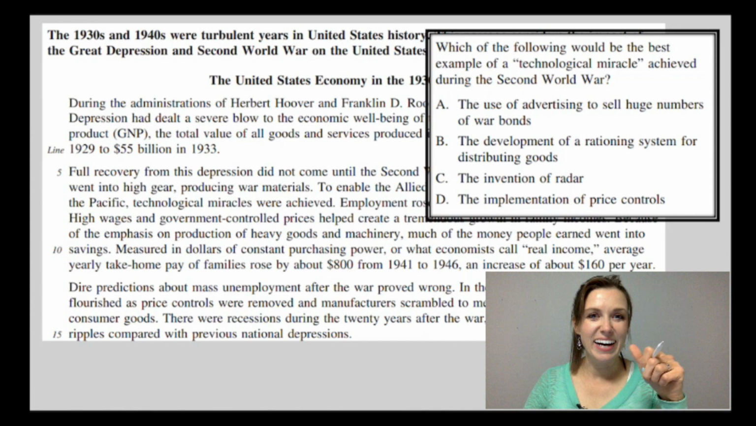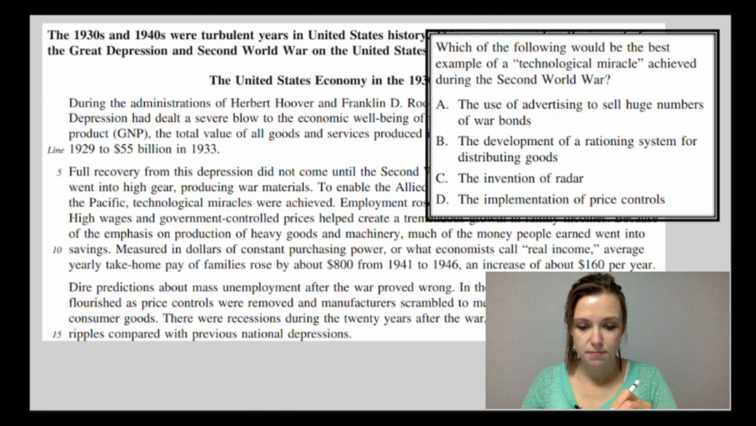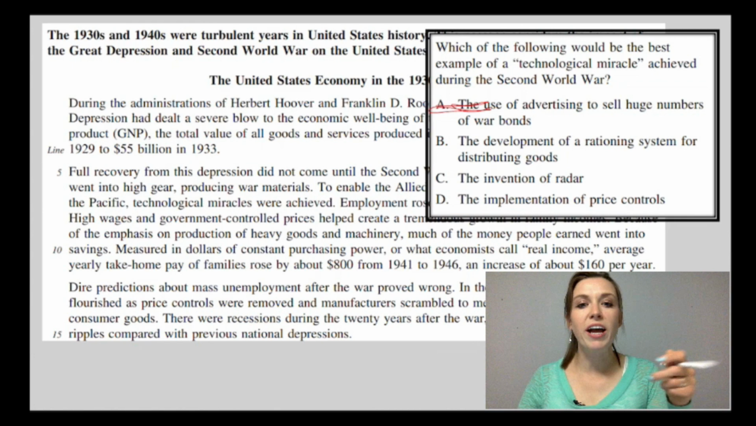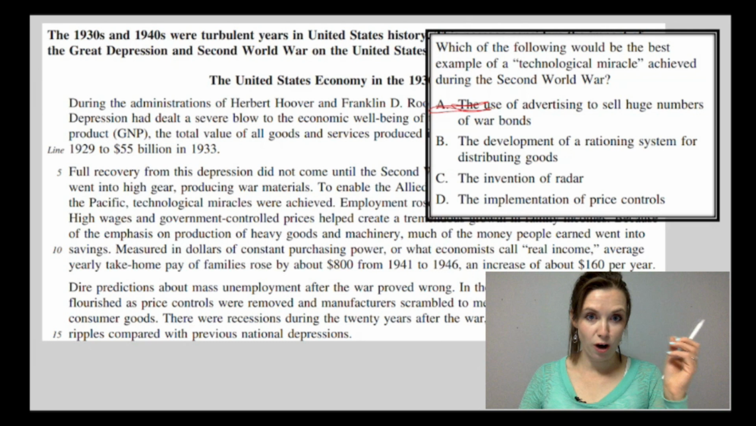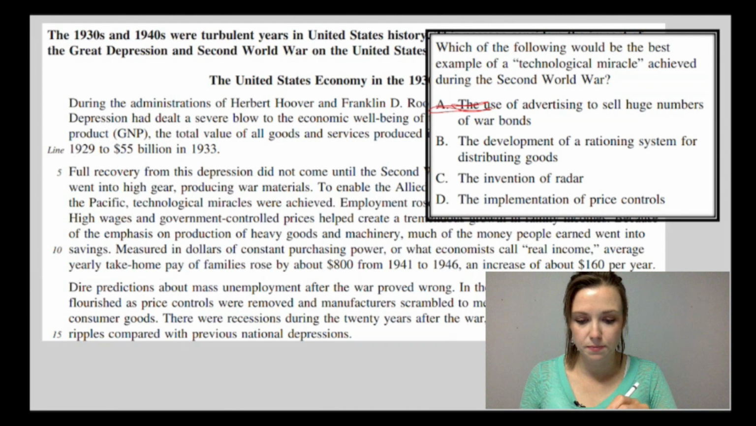That's not technology. The development of a rationing system for distributing goods. Think about when COVID first started and there was a rationing of toilet paper, right? Okay, you can only get two packs of toilet paper and that's it. So there was rationing. Is that a technological miracle? No, you put up a sign and then people follow it. It has nothing to do with a technological miracle.